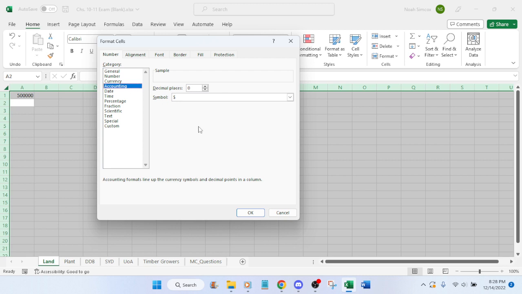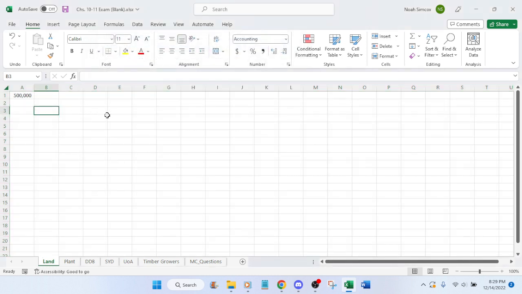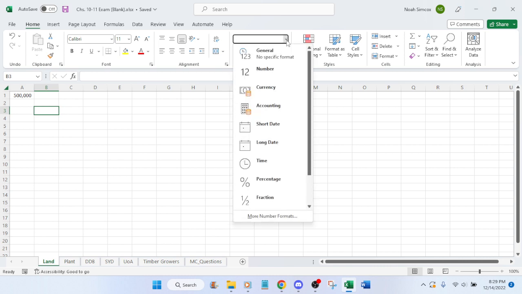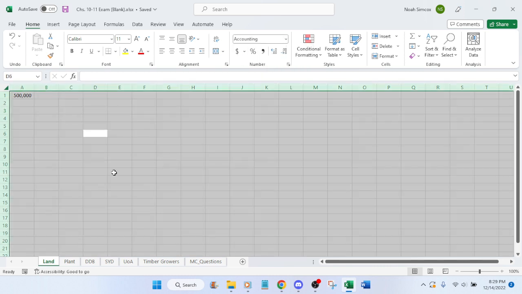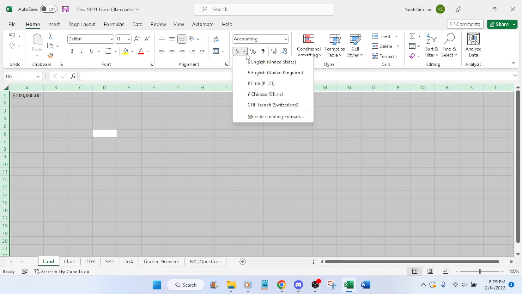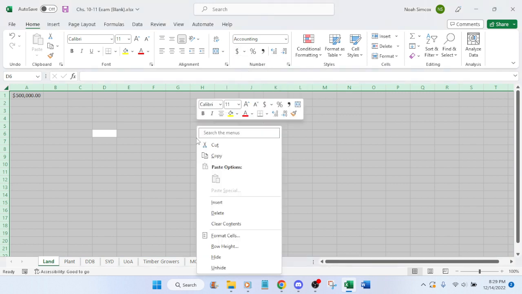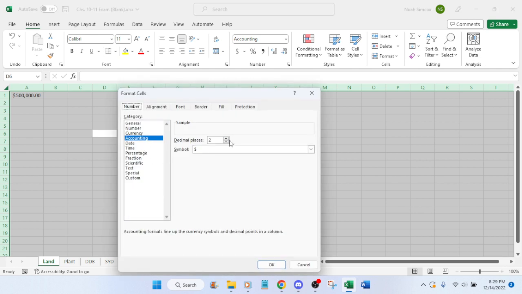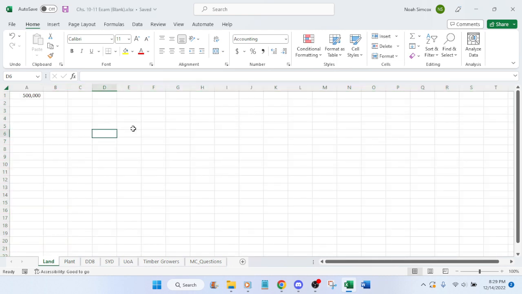Wait, why can't you just do accounting? No symbol. How about no symbol, accounting, decimal places? Here we go. Maybe I should just do that from now on. But you can't specify no symbol unless, watch this. If I did this and then selected general, and then selected accounting, it would select it with a dollar sign. I don't want the dollar sign. Undo the dollar sign. So that's why I have to do format cells, accounting, and 2, no symbol. There. Now that's a much better way to do this. That was funny. Land.